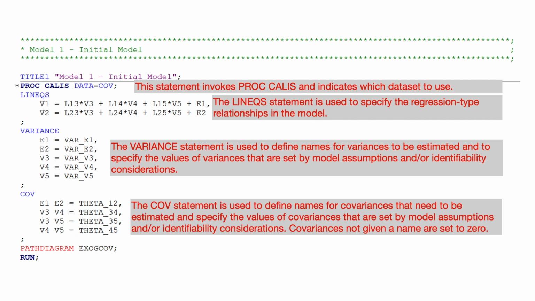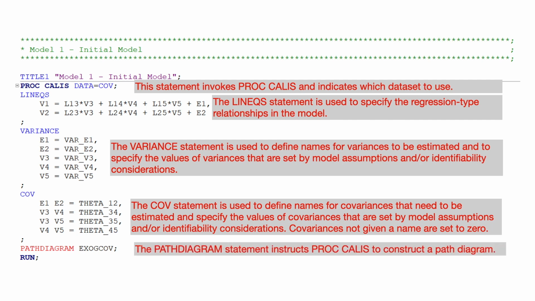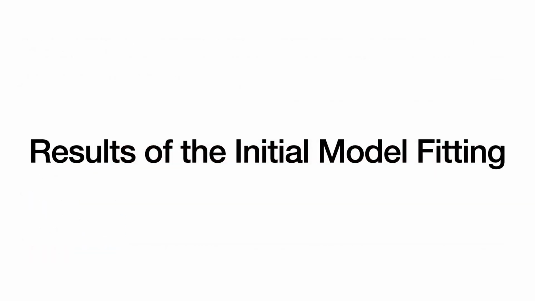And finally, we include the path diagram statement. This is going to instruct PROC CALIS to produce a path diagram. And the XOG cov option instructs PROC CALIS to include double-sided arrows in the path diagram representing covariances between the exogenous variables. So let's look at the results of this initial model fitting.